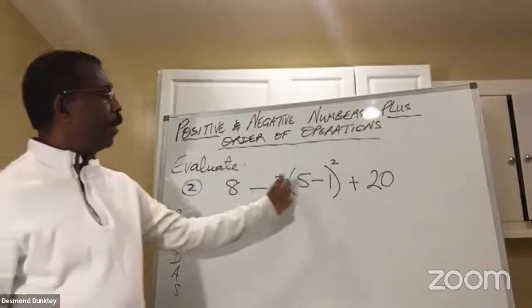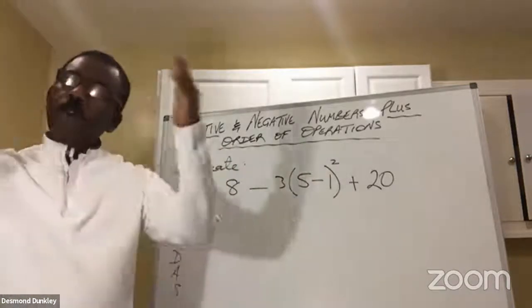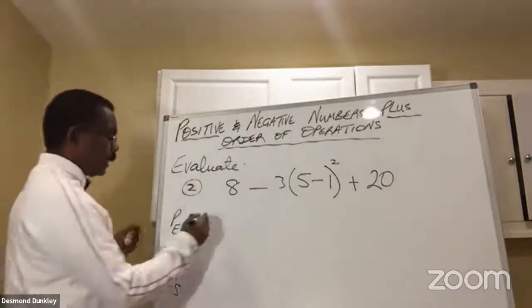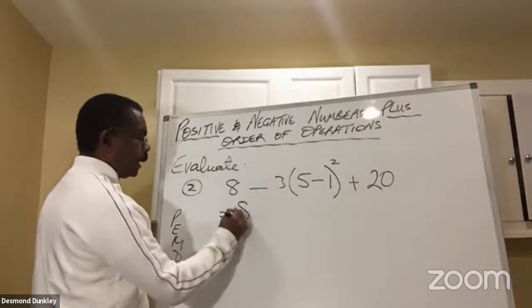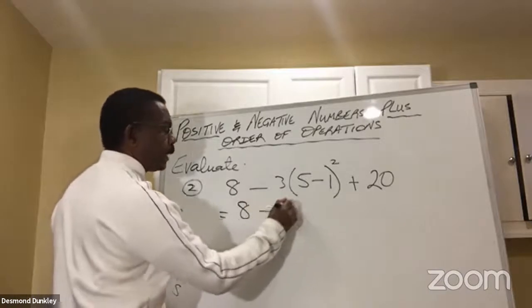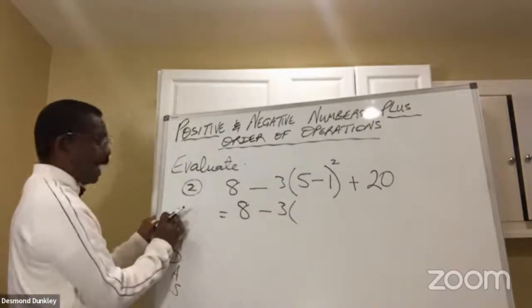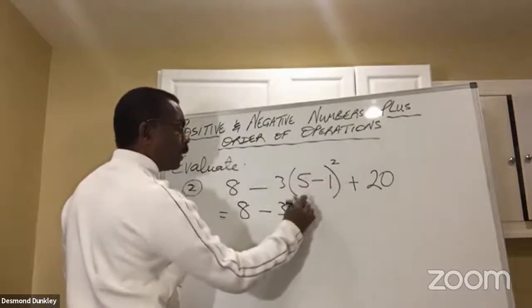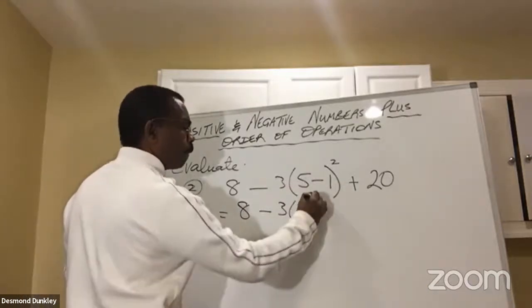You have to go and look at what you have. You have to look at the complete picture to decide what goes first. So in this case, it's going to be 8 minus 3 times parentheses. We have parentheses, so we have to take care of those first. 5 take away 1 is 4.